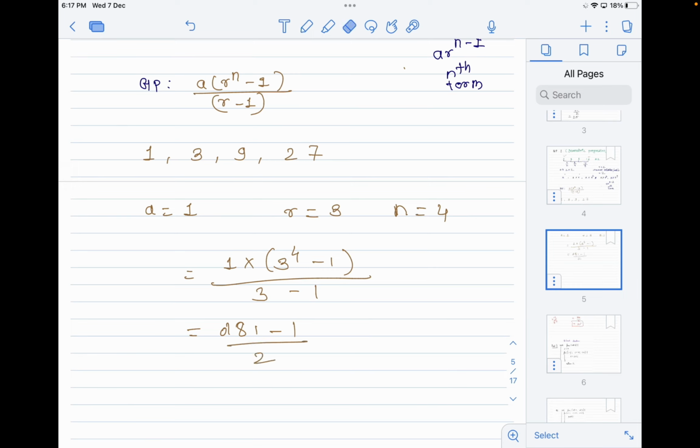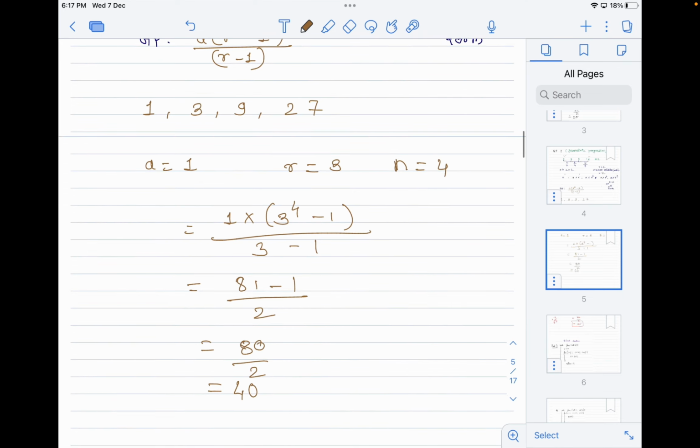See, nothing but 80 divided by 2, which is 40. Let's cross verify. 1 plus 3 is 4, and 4 plus 9 is 13, and 13 plus 27 is nothing but 40. This is the GP sum of these terms, where we have a ratio.